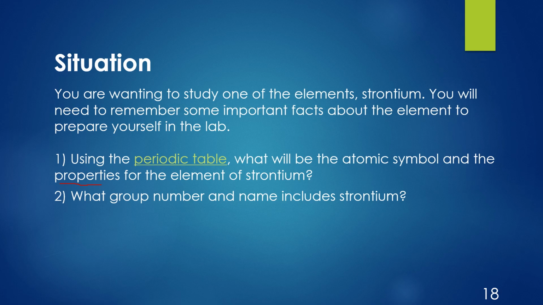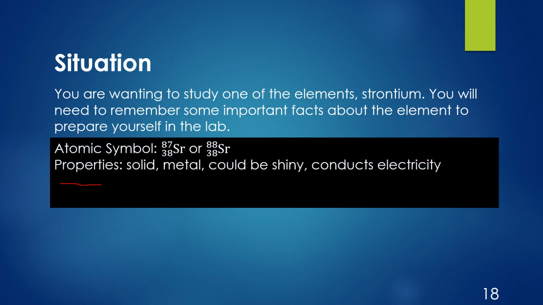So that makes it group 2A. Since it's in group 2A, it does have a common name. Remember, group 2A is the alkaline earth metals. Since it's a metal, we know that its properties are probably a shiny solid at room temp. It's going to be malleable, and it's going to be able to conduct electricity. So I think we've answered all the questions. Let's look at the answer.